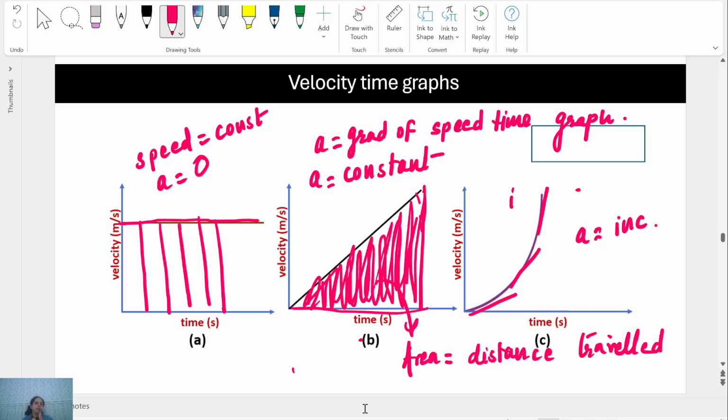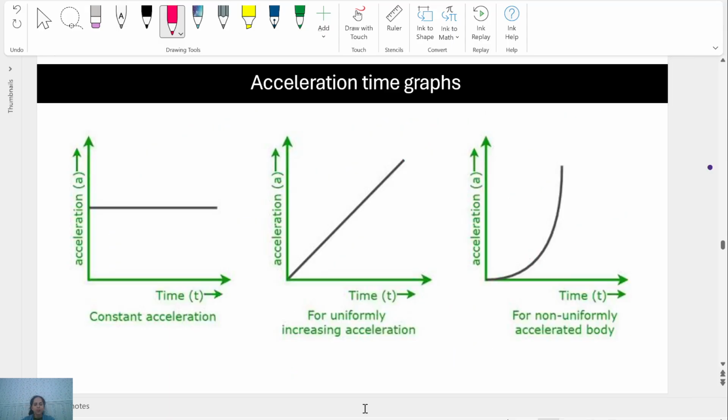So the gradient gives acceleration, area gives the distance traveled. All right, okay. Let's understand this graph. Pause the video, try to figure out yourself what kind of graph these are. If yes, you've done that, let's just see.